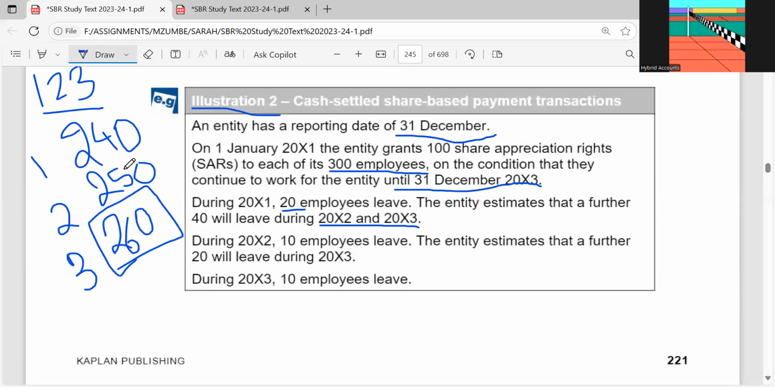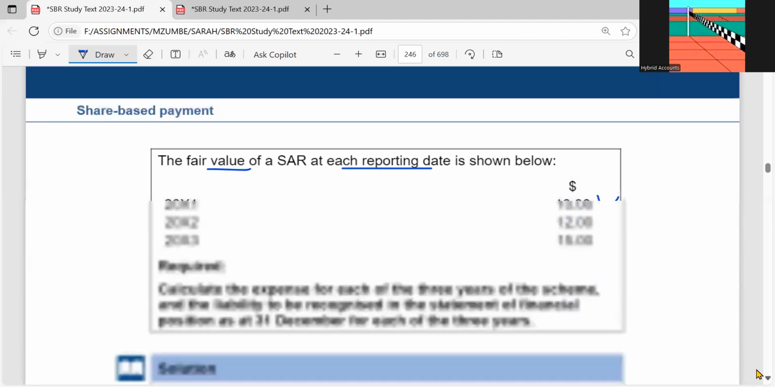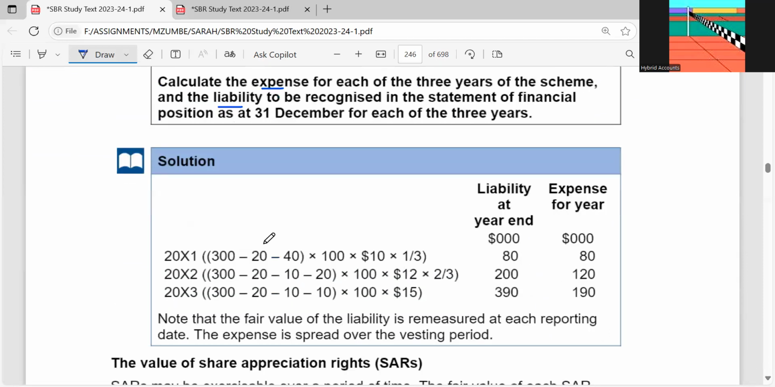Year 1 it was 240, year 2 250, and year 3 260. You got that already. Like you can see, this one is 240, year 2 is 250, and this one is 260. Okay, after having these employees, you multiply by the rights per employee. Each employee had 100 rights. After that, you get the total number of rights. Now, each right is worth how much? You look now at the end of year 1.